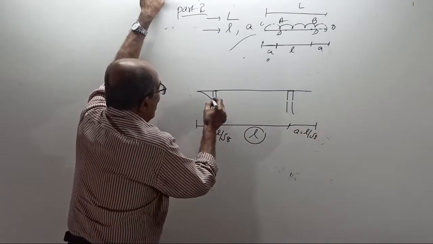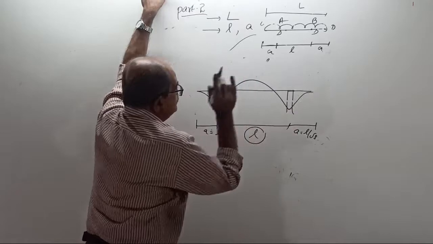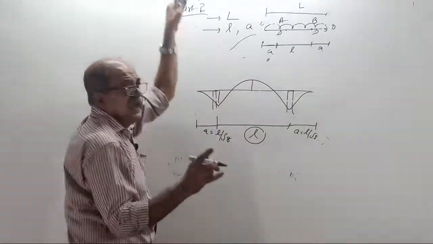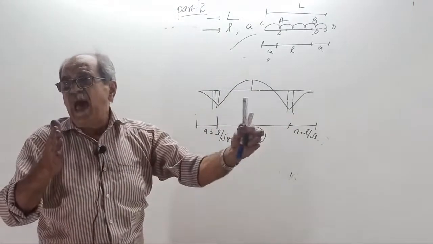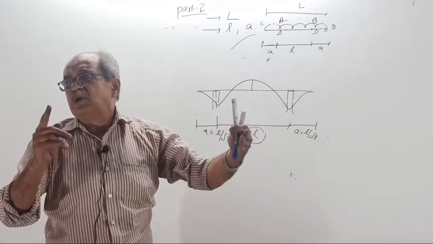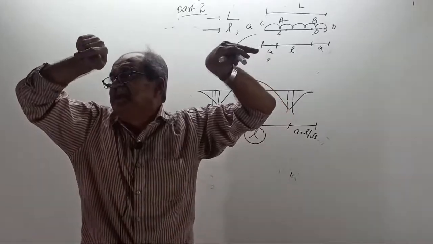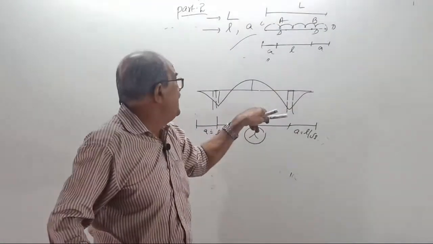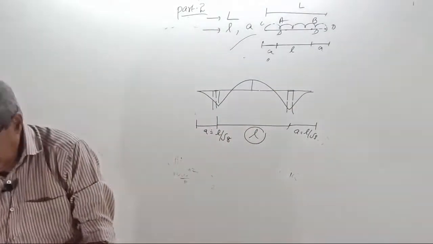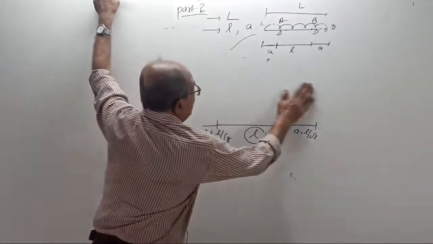So that hogging, sagging, both are equal. These are equal. Clear now? If you know the span between supports, if the column positions are fixed, how much should the beam be extended further to reduce the bending here? Clear? Or one more case is there.